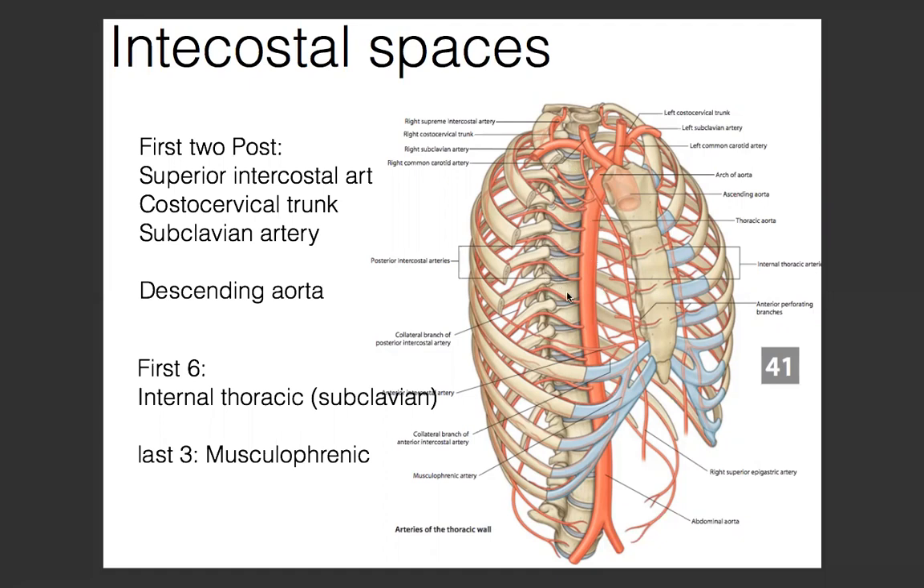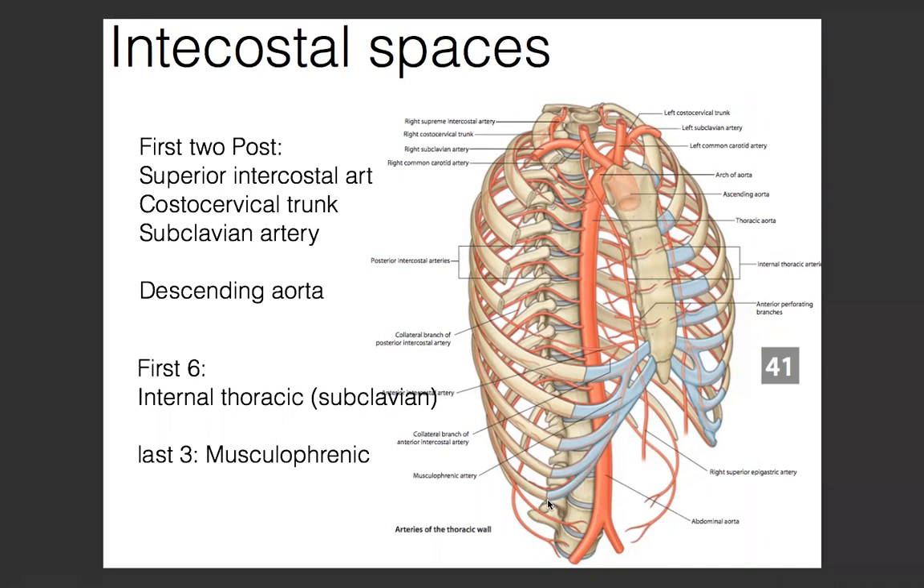That's posteriorly. Anteriorly, we take from the subclavian the internal thoracic artery. The internal thoracic artery goes down anteriorly and gives a branch to each intercostal space. When it reaches intercostal space number 6, it splits into 2, the musculophrenic artery and the superior epigastric artery. The musculophrenic would supply the last 3 intercostal spaces. Okay?